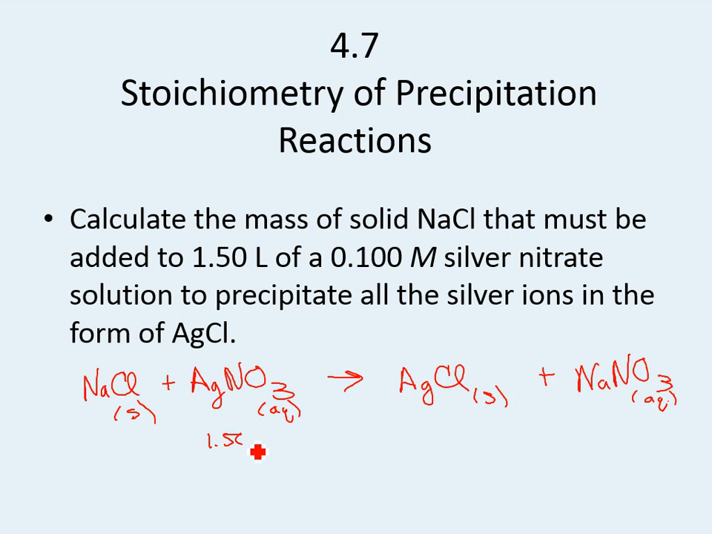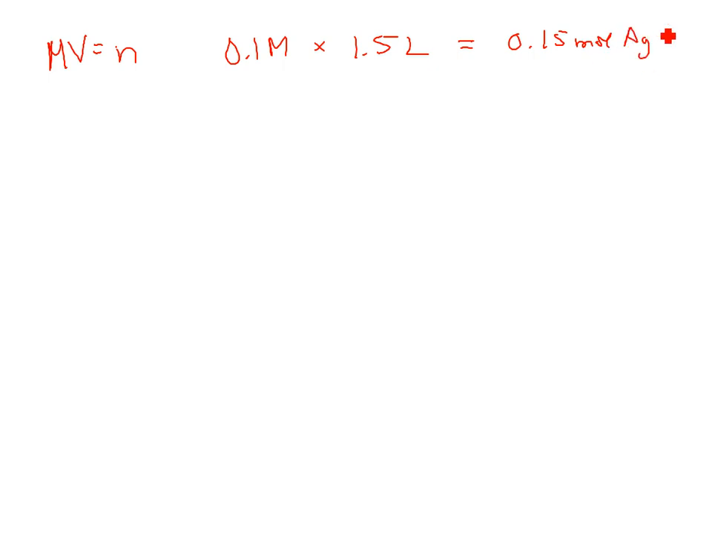We have 1.50 liters of silver nitrate. It's a 0.100 molar solution. So if we just use M times V, we'll find out the number of moles. Notice it's a 1-to-1 relationship. If I take my volume, I'm going to use M times V equals N for my silver nitrate. And I have a 0.1 molar solution, and it's a 1.5 liters amount, so I have 0.15 moles of AgNO3.